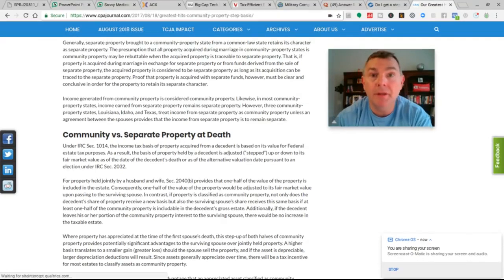And because I own half of it, it is included in my decedent's gross estate. But if the decedent leaves his or her portion of the community property interest to the surviving spouse, there will be no increase in the taxable estate, because there's an unlimited exemption if a husband dies and leaves it to wife, or a wife dies and leaves it to husband.